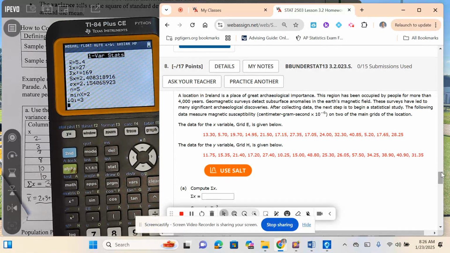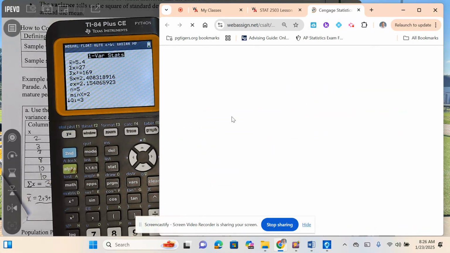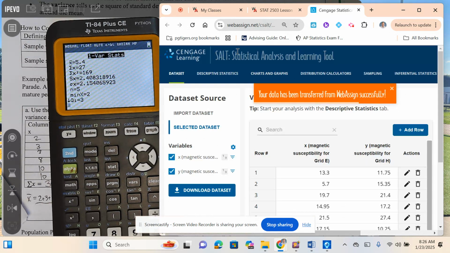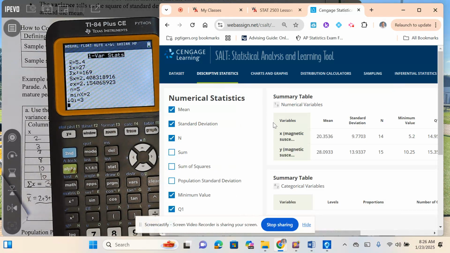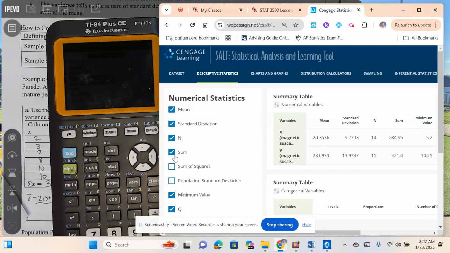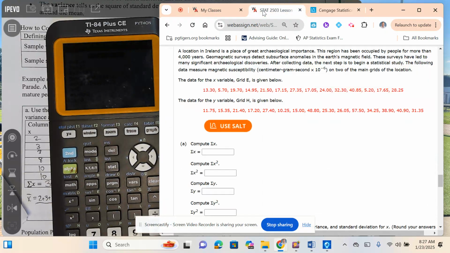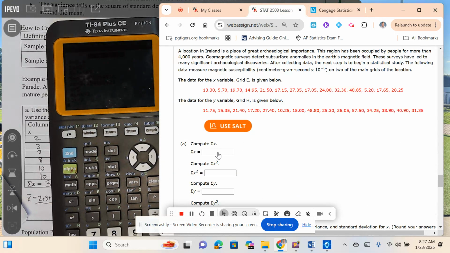So compute sigma of X. That's just the sum of the X's. I'm going to use SALT for that. And now this time you have 2 variables, so we'll make this work. It's not that bad, SALT does a great job with this. So what I can do is go to descriptive statistics. I'm going to click sum. And so they want sigma of X, so that's the sum of X. That's the sum here. Control C, Control V.